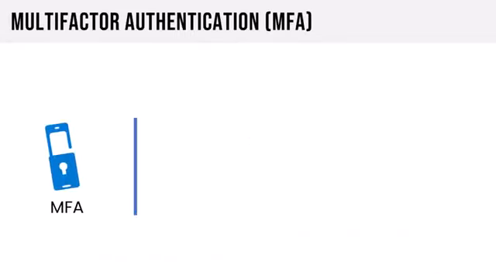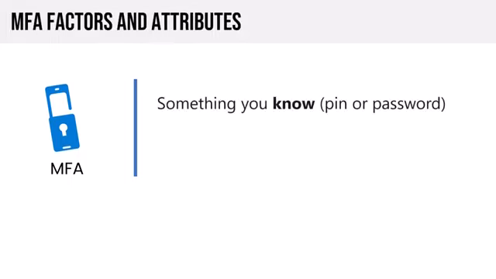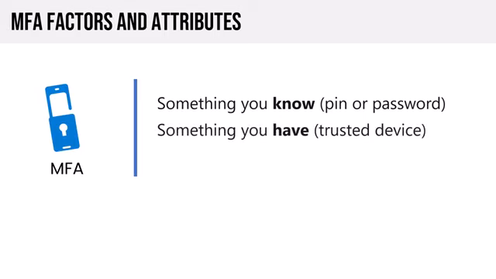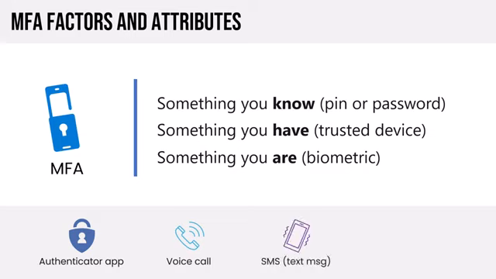So let's start with multi-factor authentication, which works by requiring 2 or more of the following authentication methods. Something you know, like a PIN or a password, something you have, like a trusted device, or something you are, a biometric authentication. That second factor can be authenticator apps like the Microsoft Authenticator or Google Authenticator, a voice call, an SMS or text message, though SMS is considered a very weak second factor, and organizations like the Cloud Security Alliance have been recommending against that for some time.